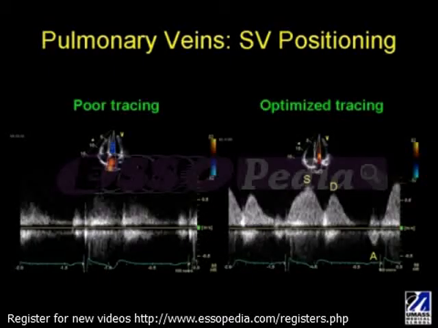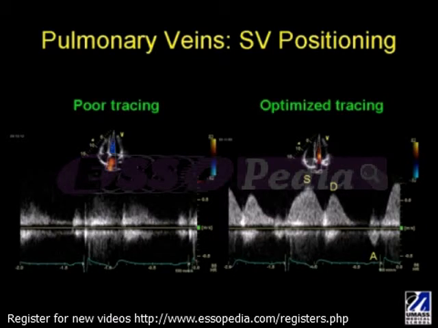So I also want to talk about the sample volume positioning and the effects it has on the pulmonary vein Doppler tracings. As you can see here, there are two examples. You see to the left is the poor tracing, obviously. This tracing was obtained during normal respiration, and even though the sample volume is placed within the pulmonary vein, I really have to attribute the poor tracing to respiration. The image quality is poor.